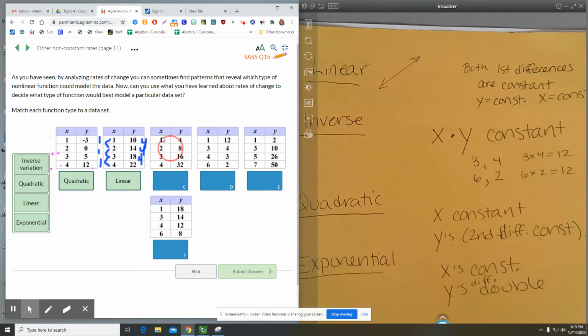All right, looking at my next table here. From 1 to 2, it's 1, 1, 1. All right, what's happening over here with my y's? I've got 4.